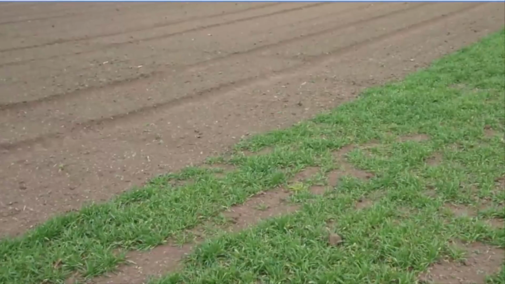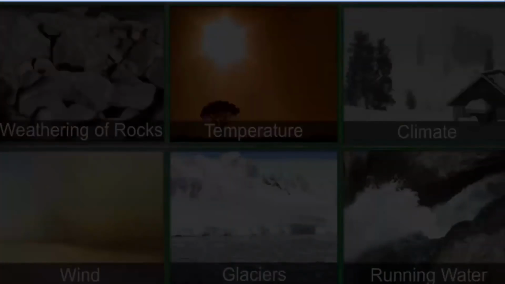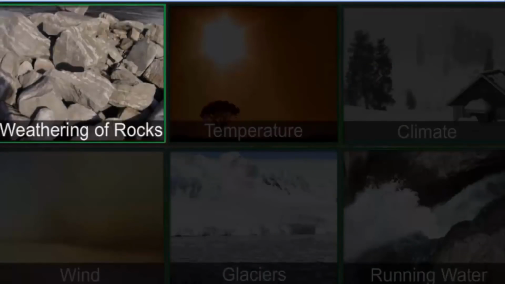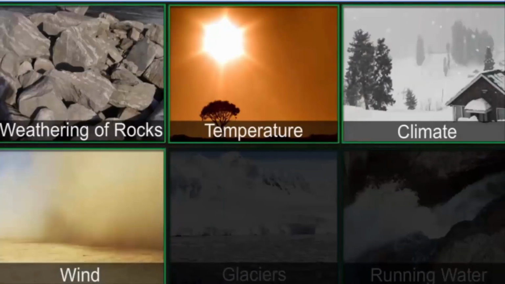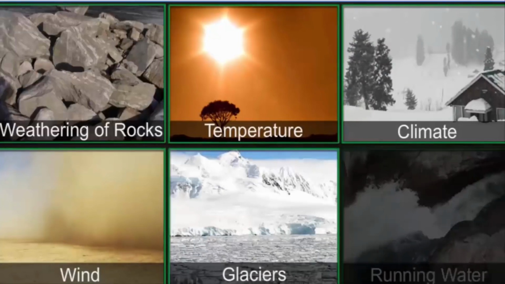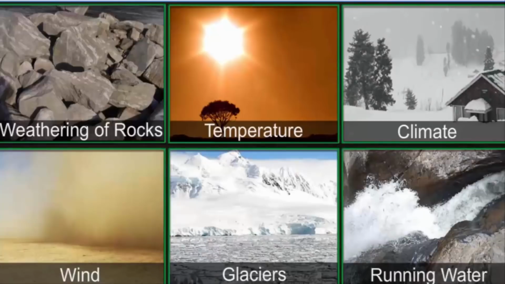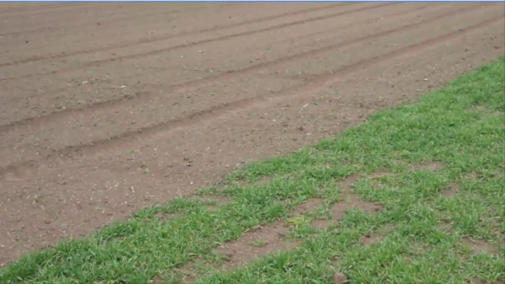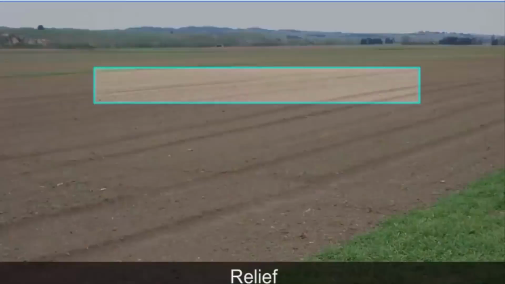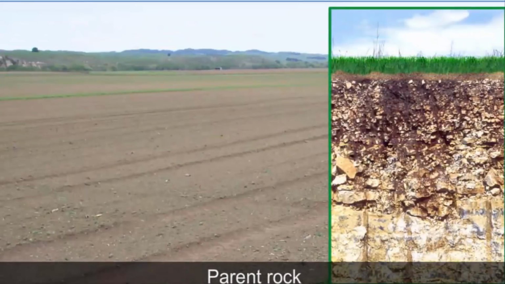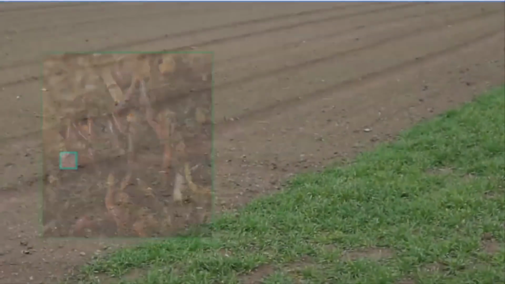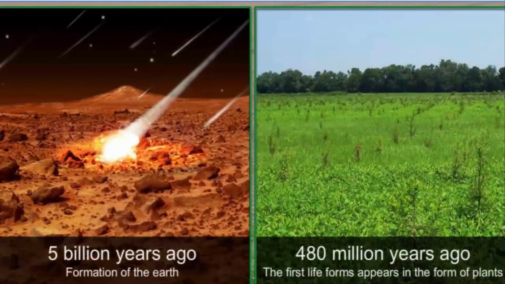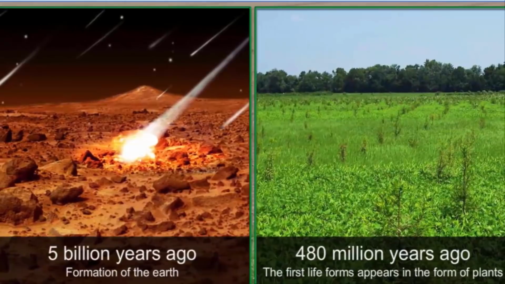conditions. Soil is formed over millions of years by weathering of rocks and minerals, and also by natural agents like variation in temperature, climate, wind, glaciers, and running water. The important factors that influence soil formation are relief, parent rock, vegetation, and other life forms, and most important of all, time. Chemical and organic changes also take place in the soil.